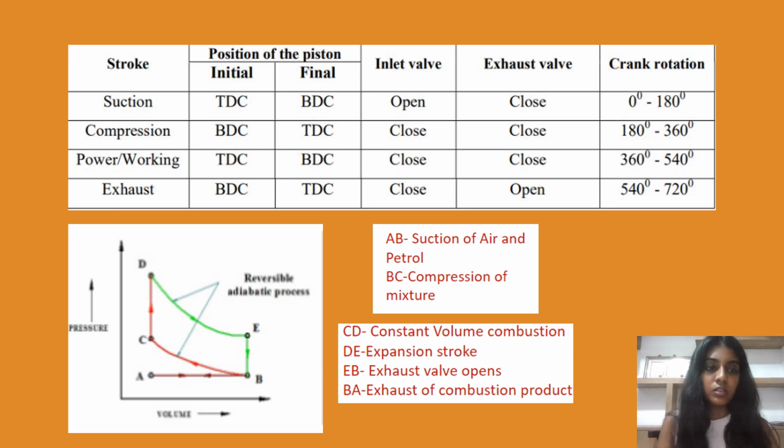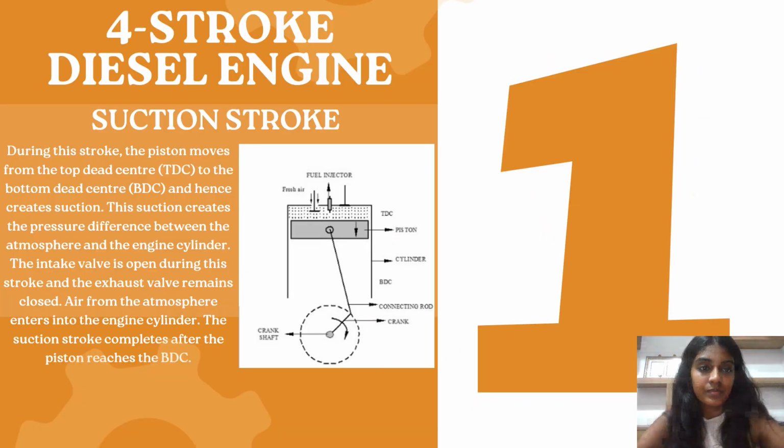Next, we have the PV graph of the four-stroke petrol engine. Here, the curve AB represents suction of air and petrol. The curve BC represents the compression of the mixture. Curve CD represents the constant volume combustion. Curve DE represents the expansion stroke. And EB represents the part where the exhaust valve opens. And curve BA represents the exhaust of the combustion product.